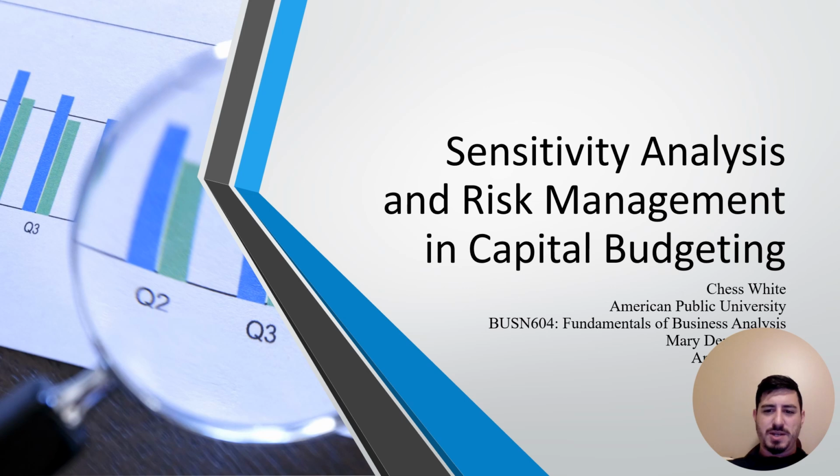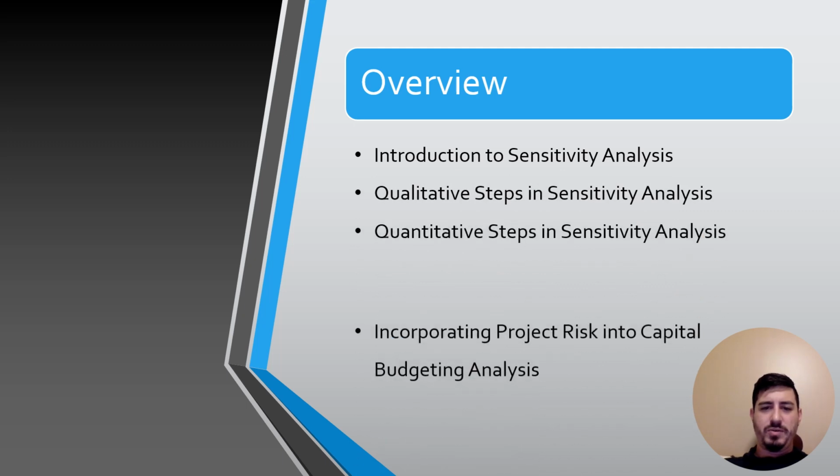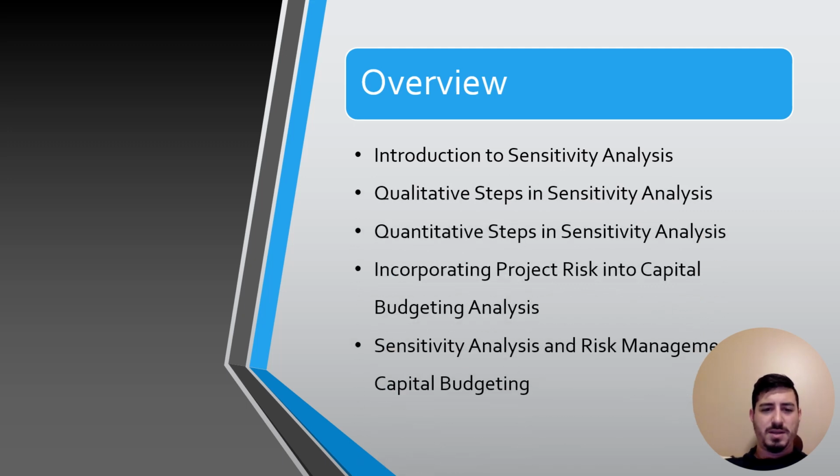My name is Chess White, and we are going over sensitivity analysis and risk management in capital budgeting. This is Business 604, Fundamentals of Business Analysis. So our overview, we're going to introduce sensitivity analysis, qualitative and quantitative steps, incorporating project risk, and sensitivity analysis and capital budgeting.